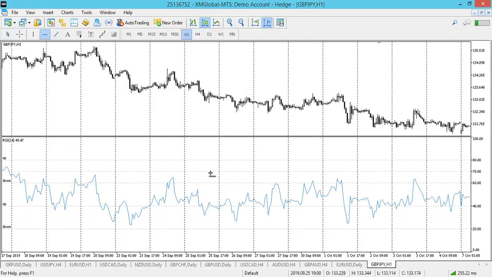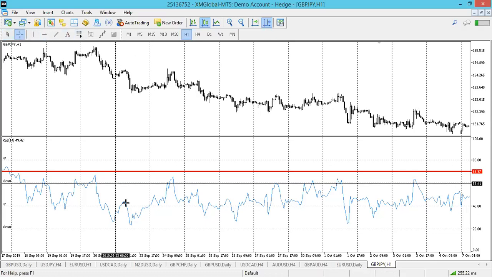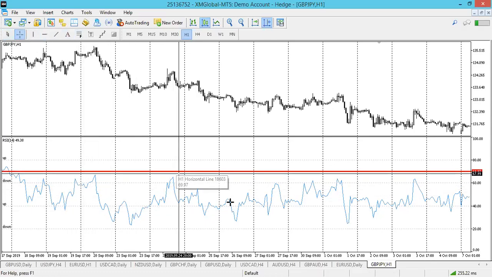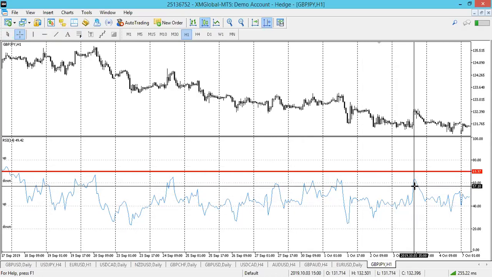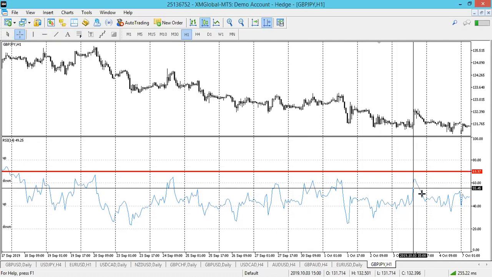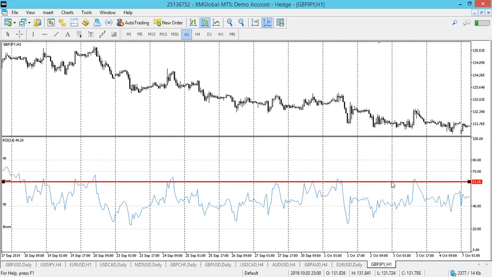This is your 70 line. Kung mapapansin niyo, while the market was actually trending down, it never touched yung 70. So it never actually gave you an opportunity to sell kung overbought yung market during a downtrend. Instead, why don't you use 60? Itong 60, it actually tapped in a couple of times. 1, 2, 3, 4, 5 during that downtrend.